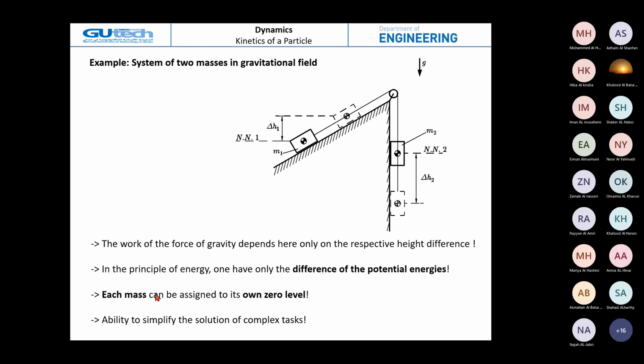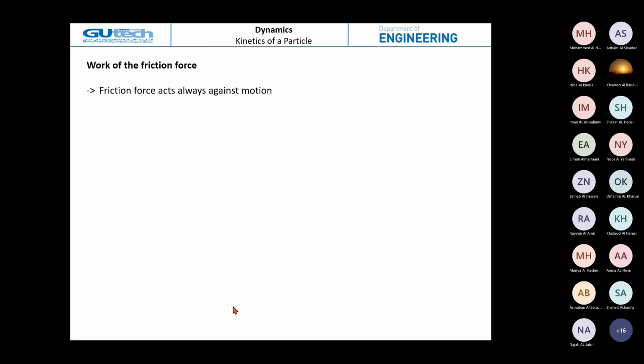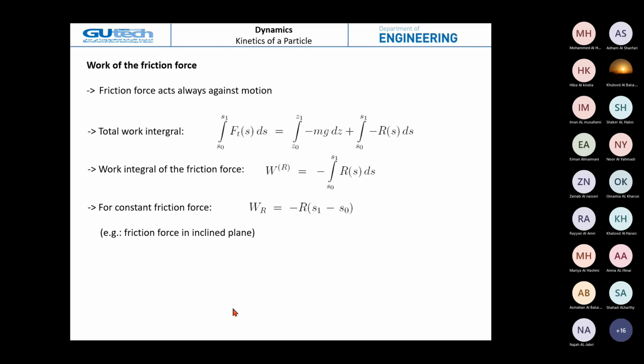Now each mass can be assigned its own zero level. As I said, the choice of this zero level is very important, with the ability to simplify the solution of a complex task. Now, the work of the friction force.